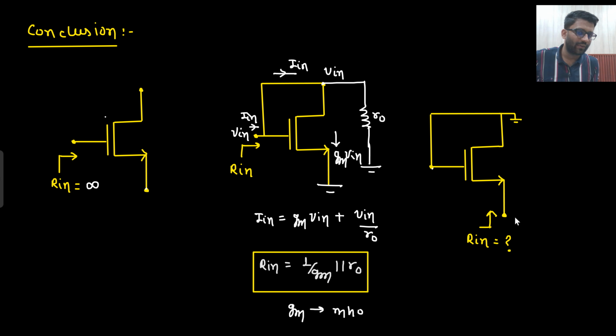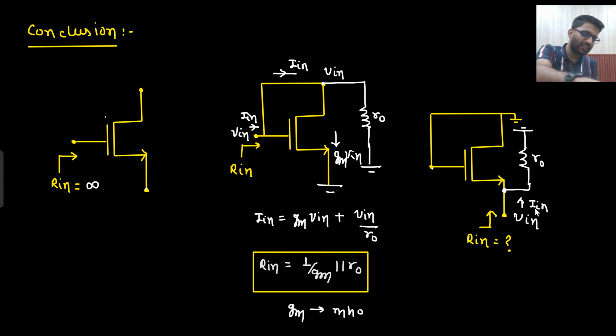One thing you know, I need to find R in. What I'm going to do? Apply V in, get I in out of it. One thing I know, that here there will be R naught connected. One node of this R naught is connected to source, and source is connected to V in. Other node is connected to drain, and drain is connected to ground. So can I connect it directly to ground?